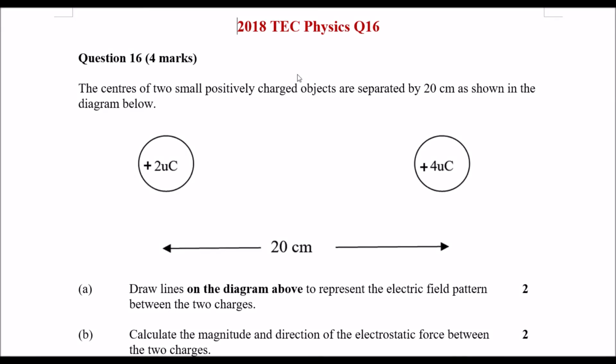My name is Mr. Wong, and today we're going to be looking at a past paper question from Module 4, Inquiry Question 1 for Physics. This is on electrostatics, so let's have a look at what the question's asking and how we should approach it. In this diagram, we have the centers of two small positively charged objects separated by 20 centimeters, as shown in the diagram below. This is positive 2 microcoulombs, and over here we have positive 4 microcoulombs, separated by 20 centimeters.